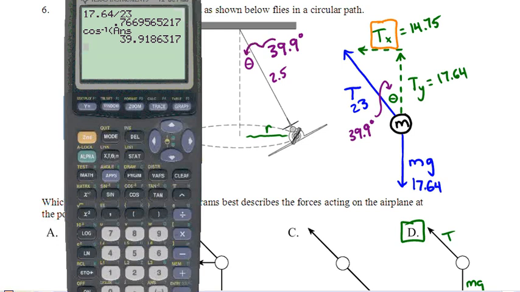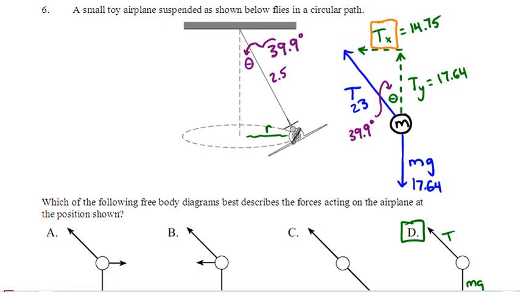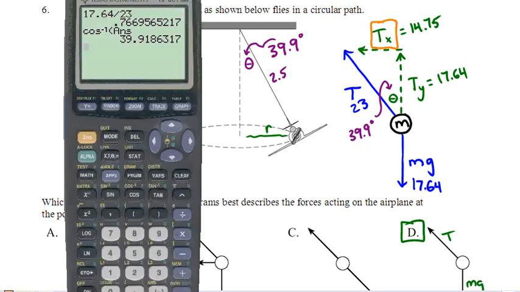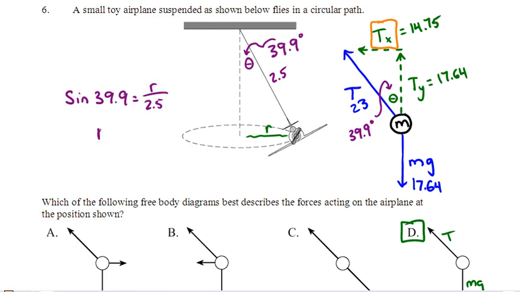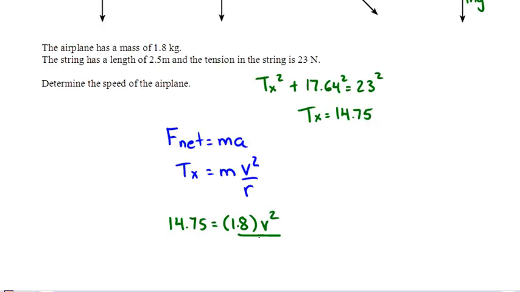And sometimes you use that angle to do SOHCAHTOA to get the Tx. We didn't. We did Pythagoras, but we're doing some trig here now to get the r. So for that r, got the hypotenuse, looking for an opposite side. Looks like sine of 39.9 is equal to r all over 2.5. Okay, so I'm going to go 2.5 times sine of that answer. 1.6. So this thing is flying around with a radius of 1.60. Now we go to the bottom of the page, finish this off.